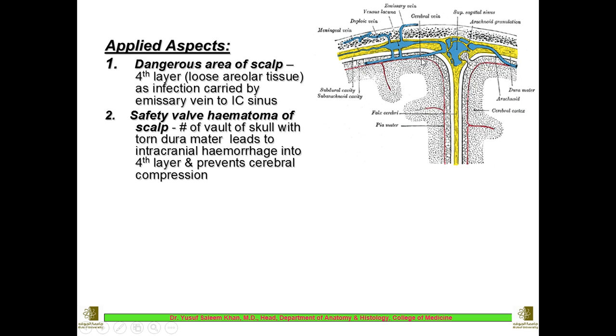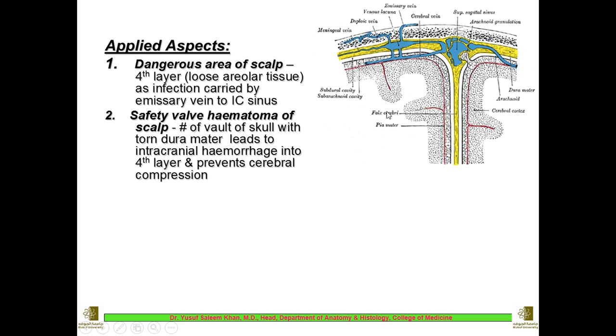So these emissary veins, which are connecting to the outside, might drain the excessive collected blood, especially the venous blood, into the scalp. So there might be a big hematoma in the scalp, but that will actually be a safety valve, draining all the blood collected in the cranial cavity and preventing damage to the brain. The cranial cavity is a closed cavity with not much space, so even a slight collection of blood might compress the brain and lead to a lot of dangers.